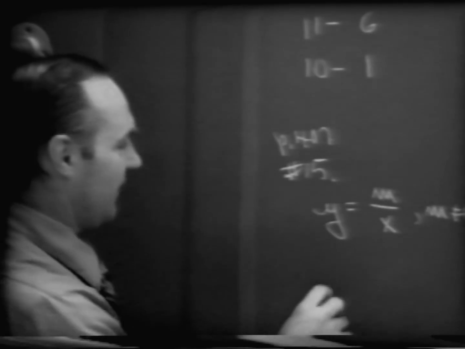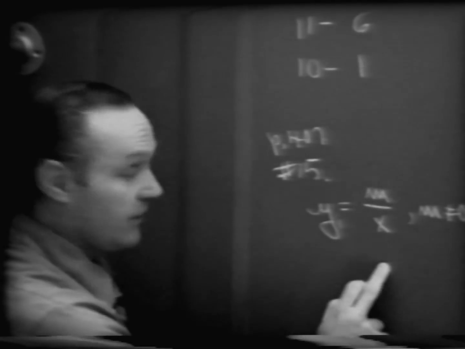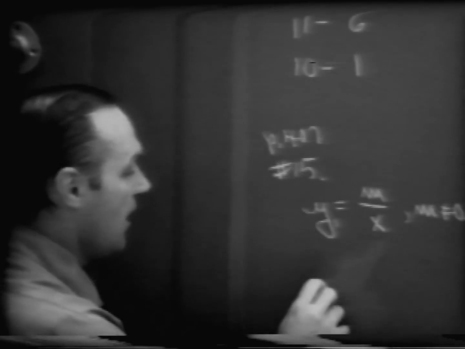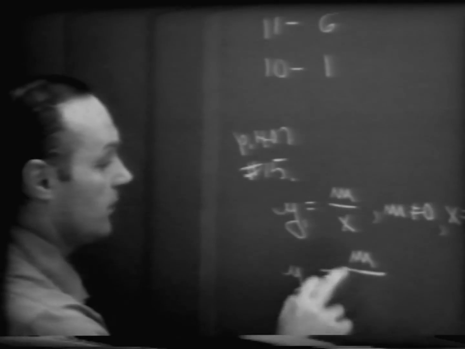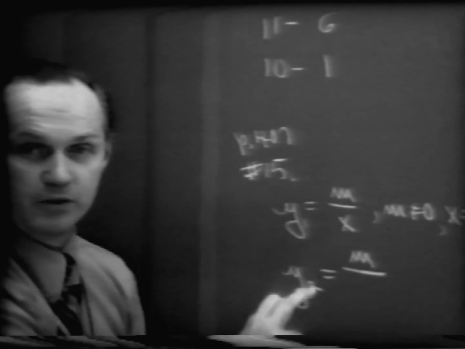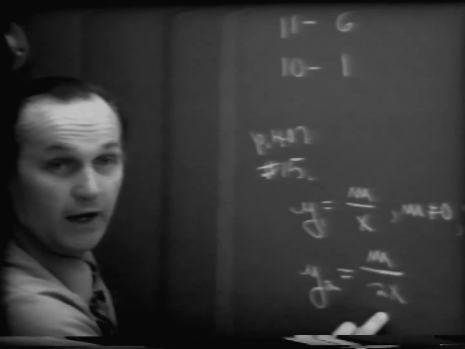Now, let's see. If we thought of this as some y sub 1 as m over x, let me just keep this as a variable x. And now let me think in terms of some y sub 2 as m over. Now what must we do to x here? We must double it, is that right? So let's think of this in terms of 2x.